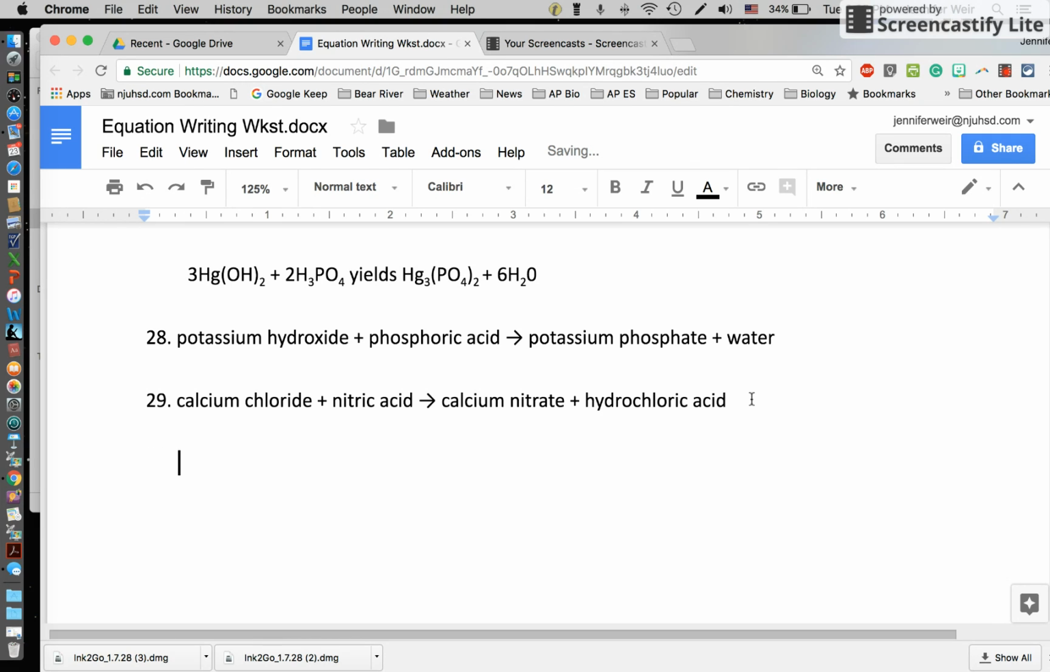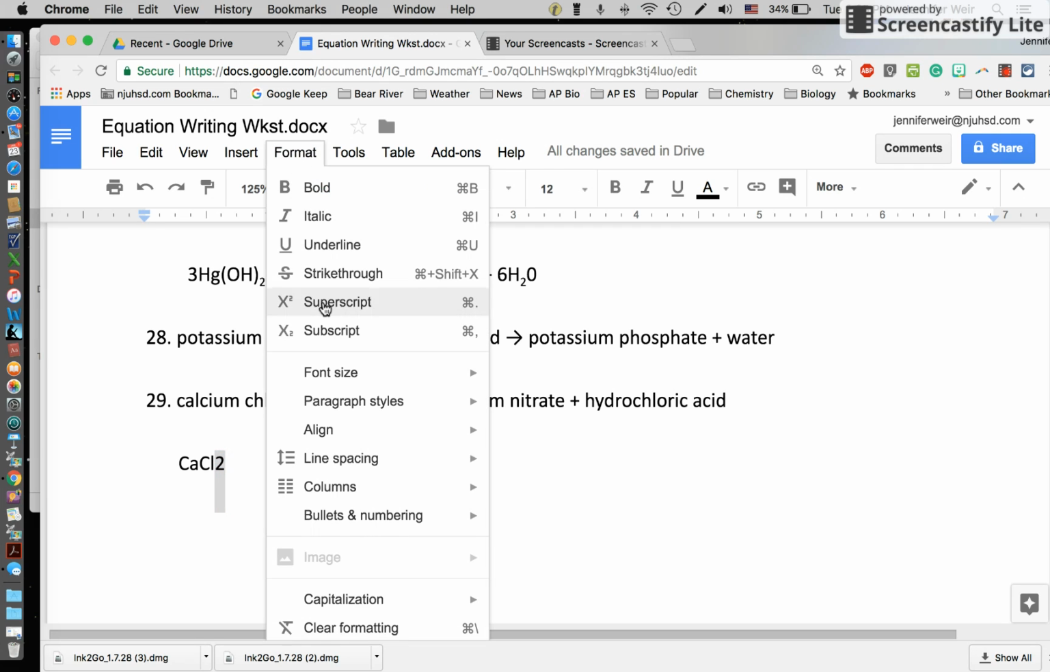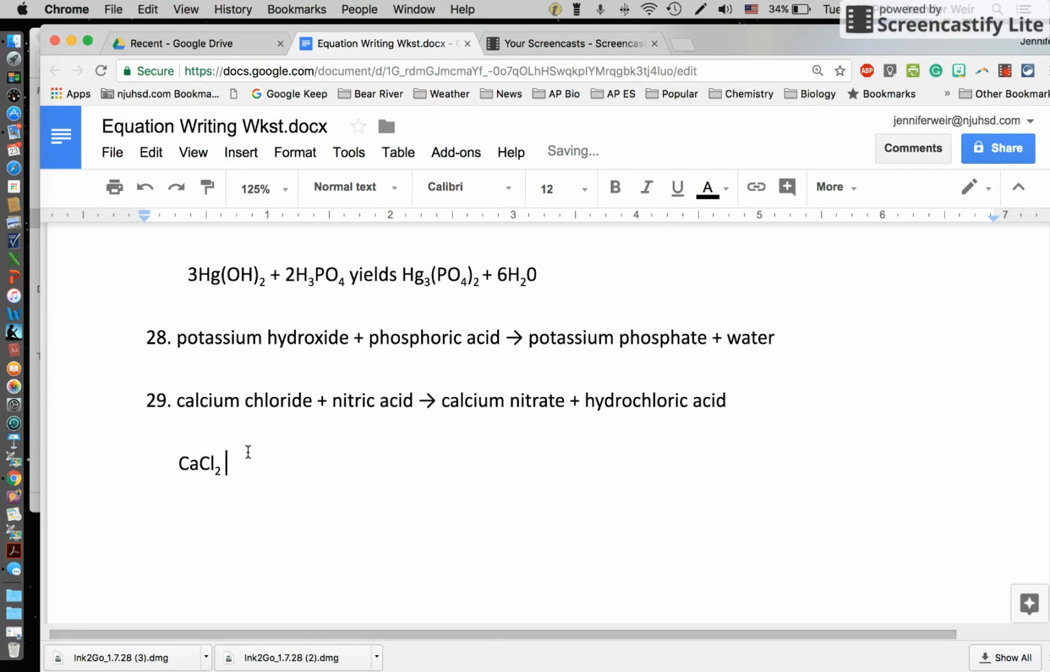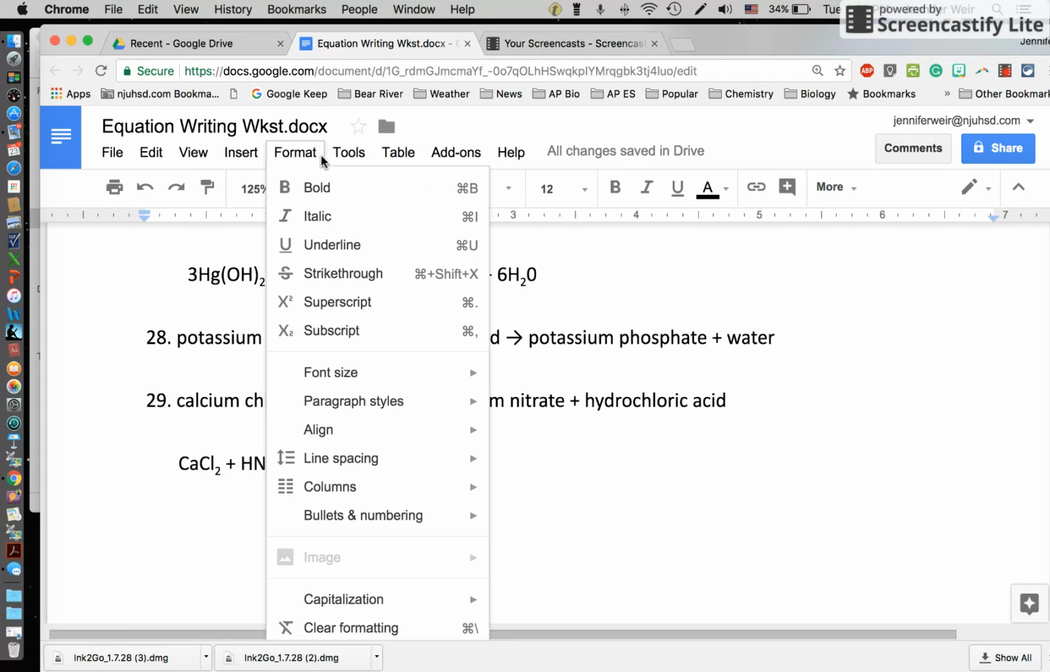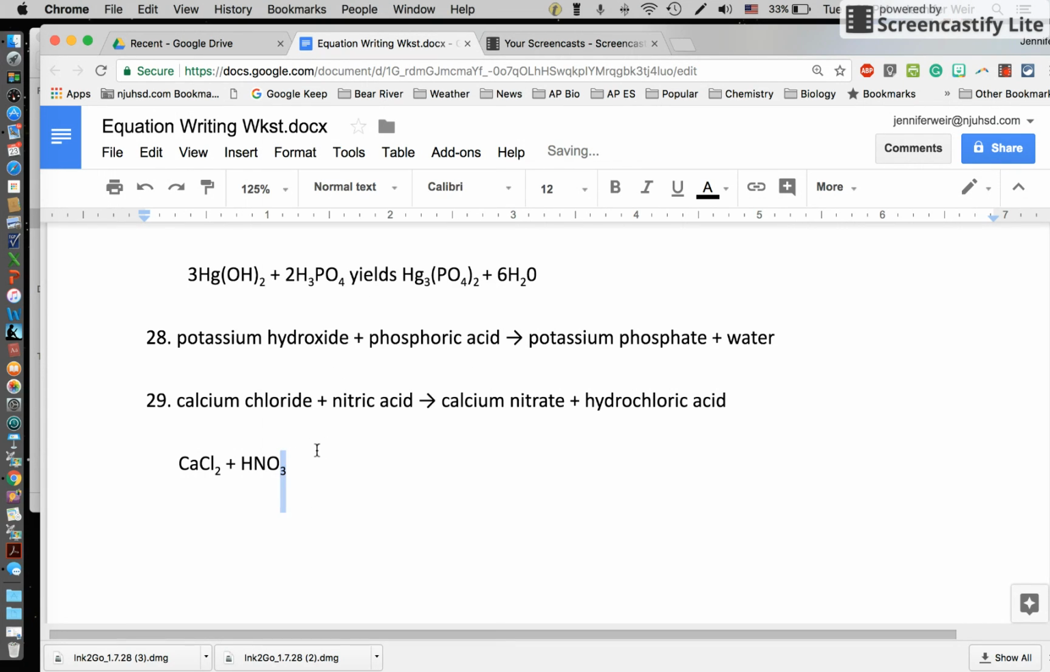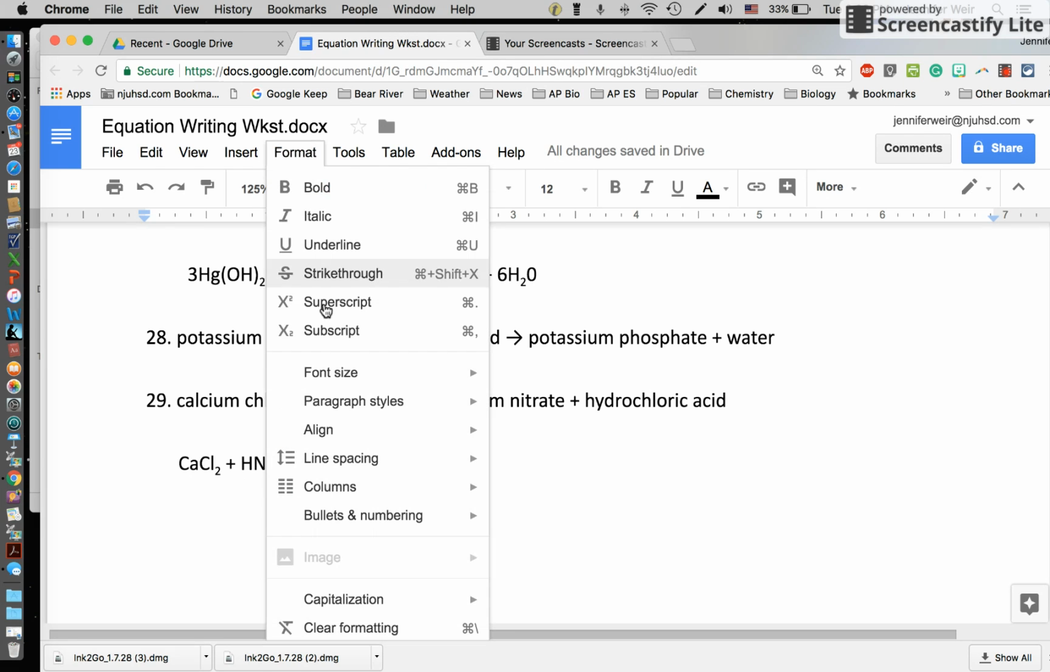So calcium chloride. Calcium's a +2 ion, and chloride is a -1 ion. So that would be CaCl2. And I'm going to have my nitric acid. So plus nitric acid is HNO3. Again, you could look that up. Didn't want to do that.